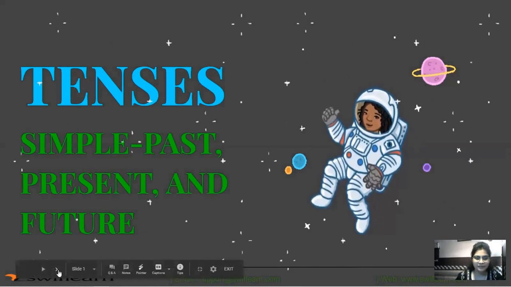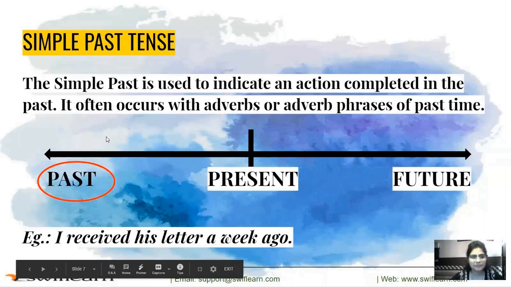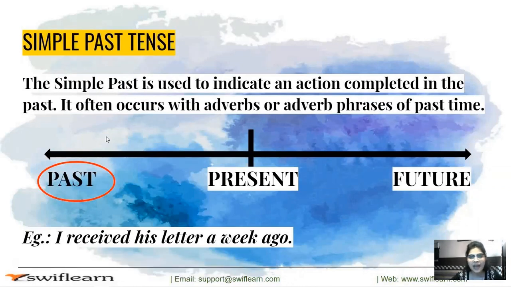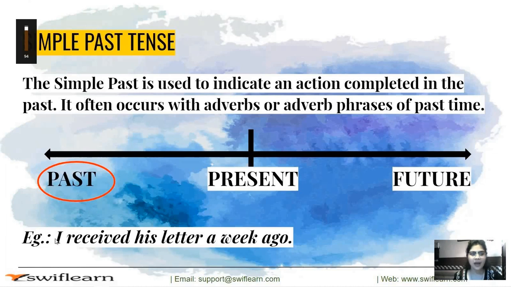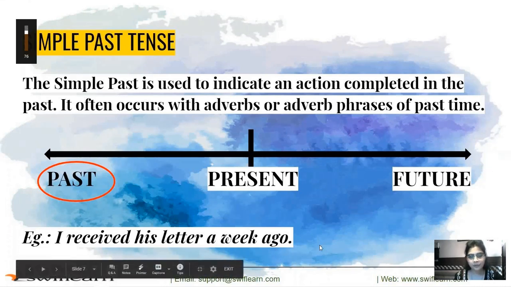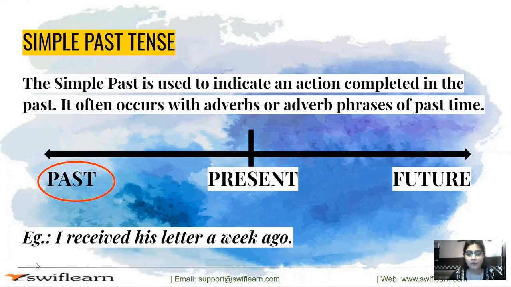Start with the very first, past tense. See, simple past is used to indicate an action completed in the past time. It often occurs with adverbs and adverb phrases of past times. Here, as we use the past tense, for example, I said, I received, with the example, I received his letter a week ago. See, when we talk about tenses in English grammar, we always have rules as we have in maths.